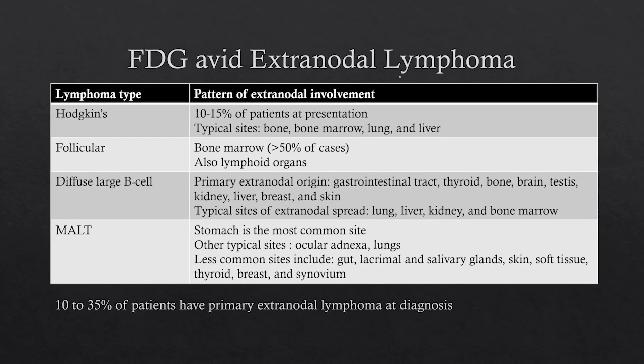Looking at extranodal lymphoma, Hodgkin's, about 10 to 15% at presentation would have extranodal involvement. Typical sites would be the bone marrow, lung, and liver. For follicular lymphoma, it would typically be bone marrow involvement. For diffuse large B-cell lymphoma, if it's primarily extranodal DLBCL, it would be the gastrointestinal tract, thyroid, bone, brain, testes, kidney, liver, breast, and skin. For spread, it would be lung, liver, kidney, and bone marrow. And for MALT, the stomach is the most common site.